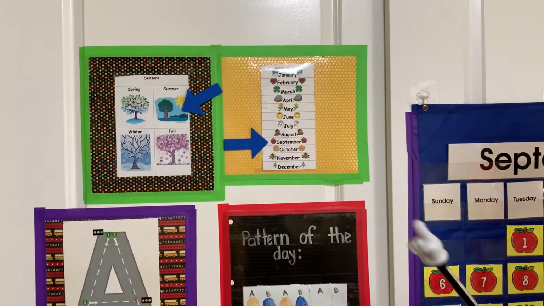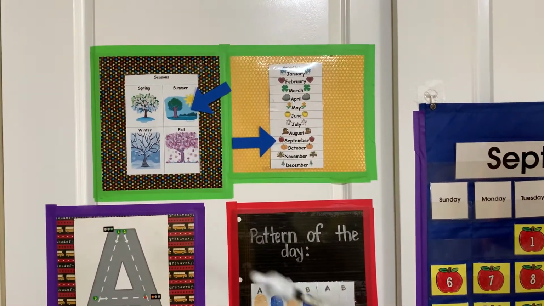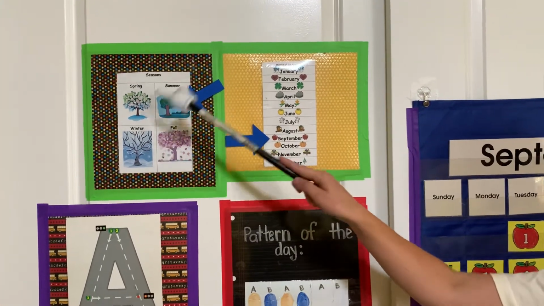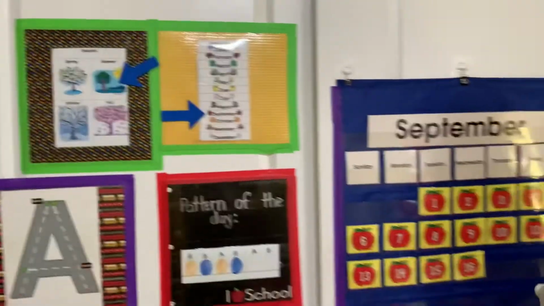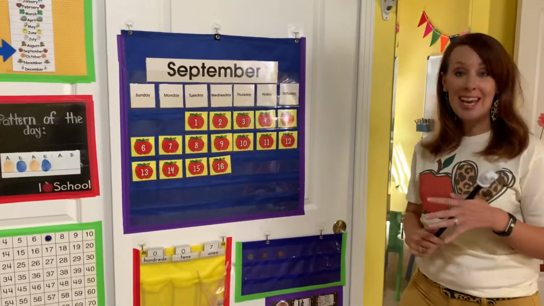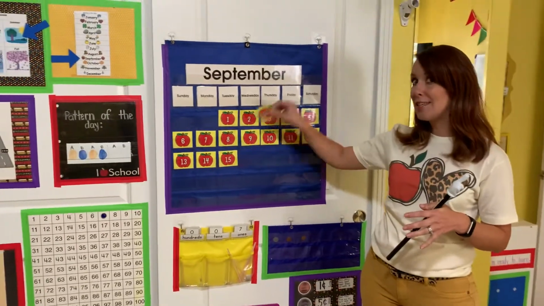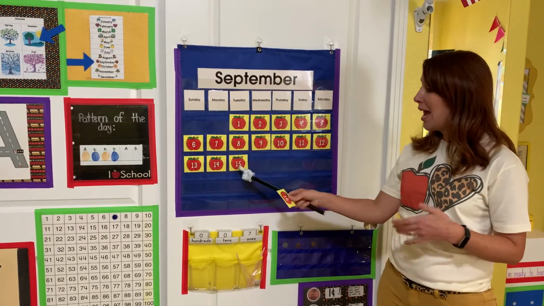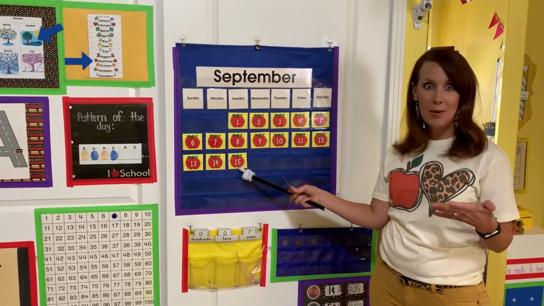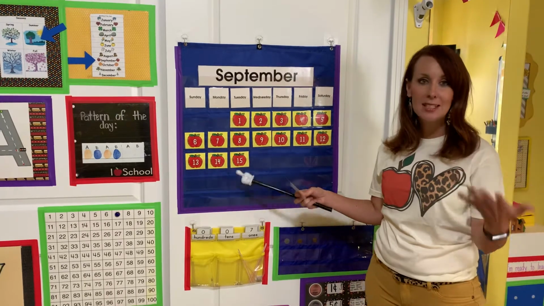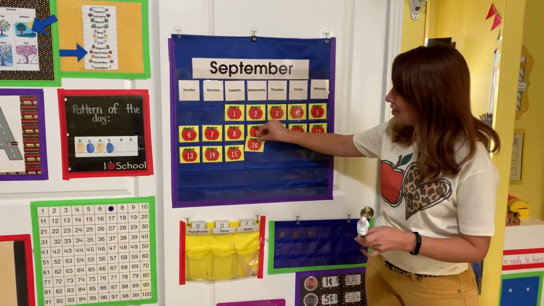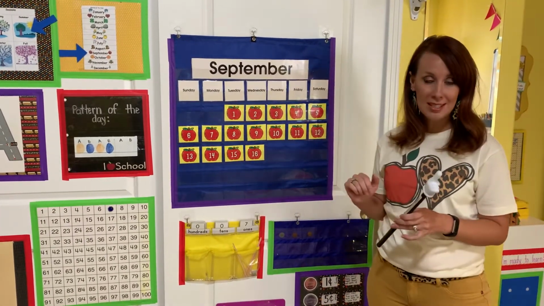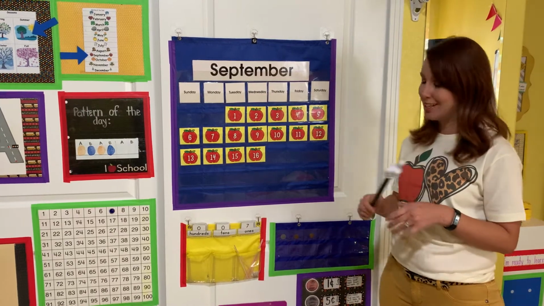And then we would talk about what season this month falls under. So we would move it when the seasons change. After the months, then we would count the date. Now, usually I wouldn't have this in there. I would be counting the numbers with the kids. And when we got to 15, I would ask, what number comes next? Have them tell me, and have someone come in here and put the number 16 in as today's date.